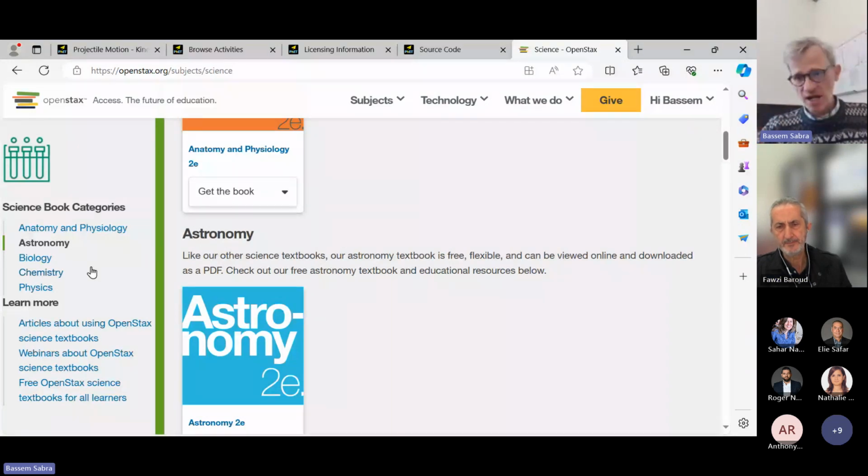I used it in astronomy. If I gave them my university email, I logged in with my university email. They double check that I'm a professor at university, and I have an instructor's account. So they have a question bank. They have slides. They have all the resources.